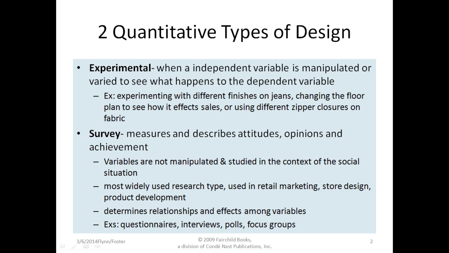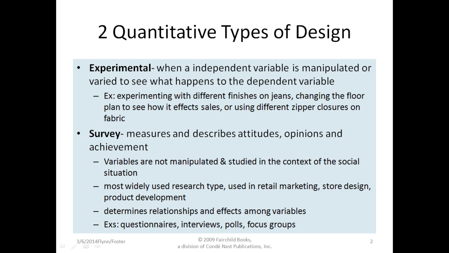Experimental research is when you have an independent variable that is manipulated or varied to see what happens to the dependent variable. Some examples of experimental research that can be done in retail would be experimenting with different finishes on jeans and how those different finishes looked on the jeans. Another would be changing the floor plan of a retail establishment to see how it affects sales. A third example would be using different zipper closures on fabric to see which one is more popular or gives a different design look.